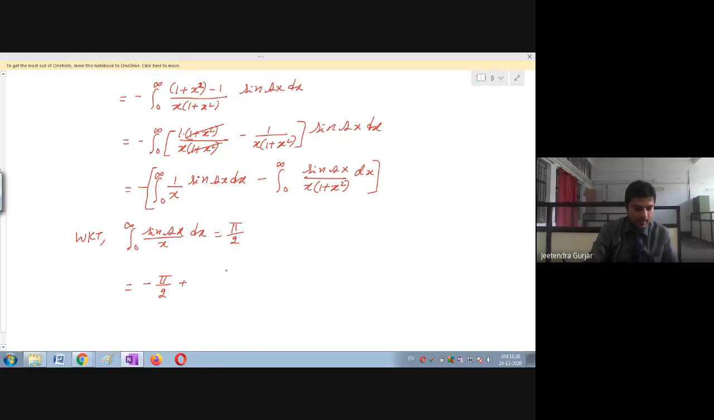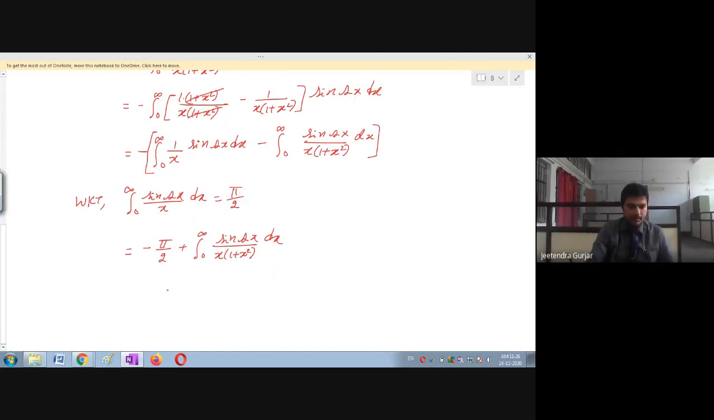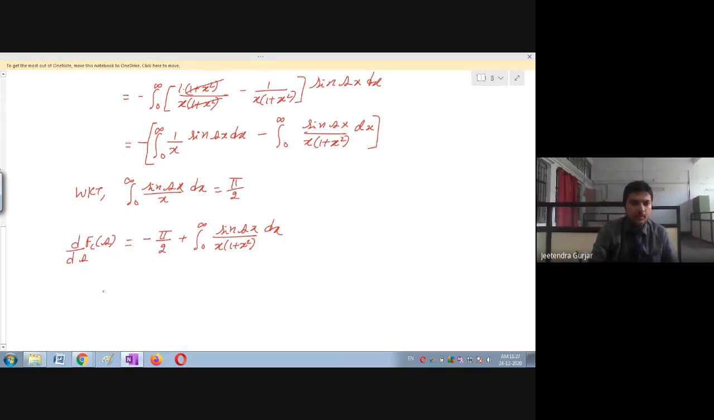Yes, friends. Here again we cannot simplify this. So I will write it as it is. Integration 0 to infinity sin sx divided by x into 1 plus x square dx. Is it clear, students? Again further I cannot simplify. Right, students? This is d upon ds of F(s). To further simplify, I have to again go for differentiation.